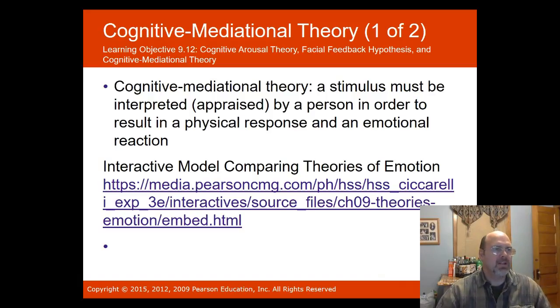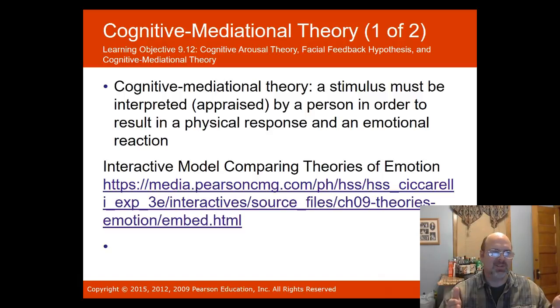Okay, next one, cognitive mediational theory. The word mediation means go between. So the stimulus must be interpreted or appraised by a person in order to result in the physical response and the emotional reaction. So in other words, you see the barking dog or the growling dog, and the first thing you do is you stop and you think and appraise the situation. Is this dog going to attack me or not?